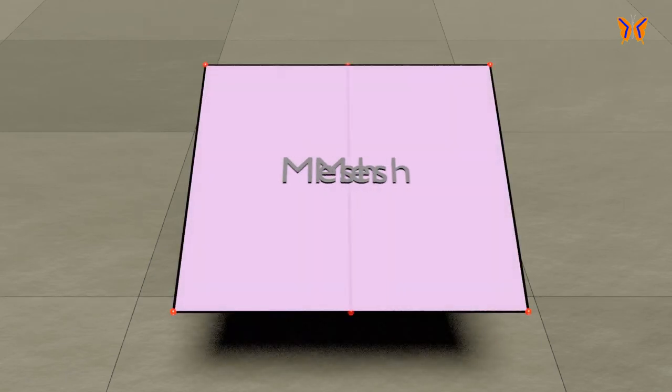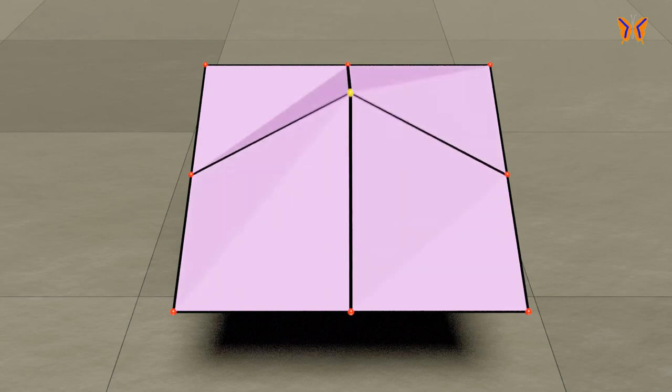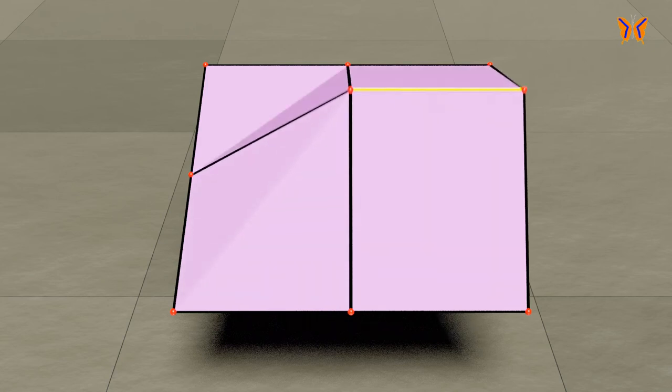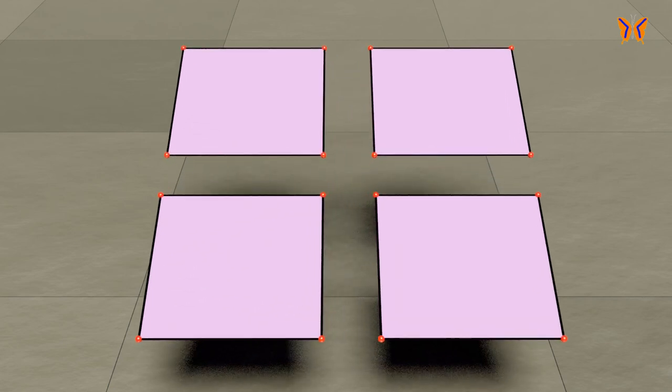A mesh can be subdivided into two or more meshes, such that the subdivided meshes share one or more vertices and one or more edges. Or the mesh can be split into independent meshes, each with its own set of vertices and edges. The reverse is also true, that multiple meshes can be merged together to become one mesh.